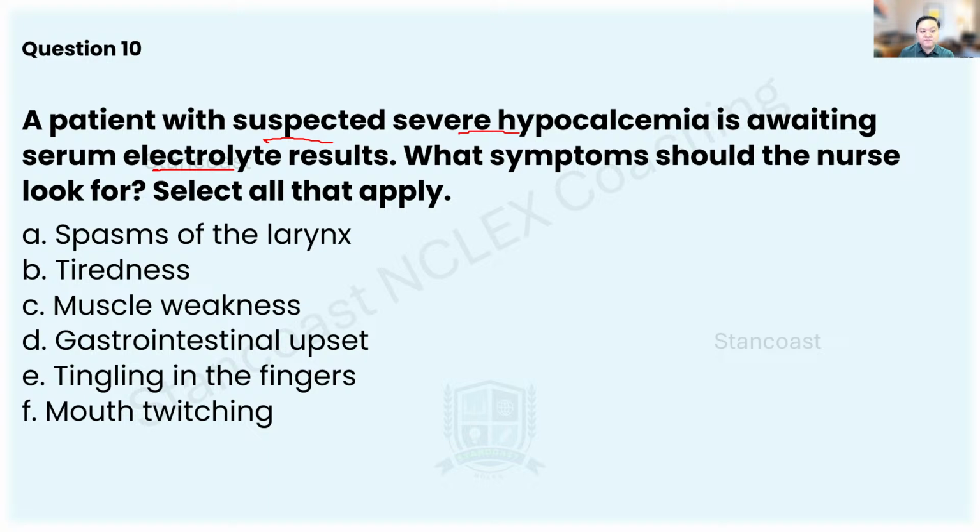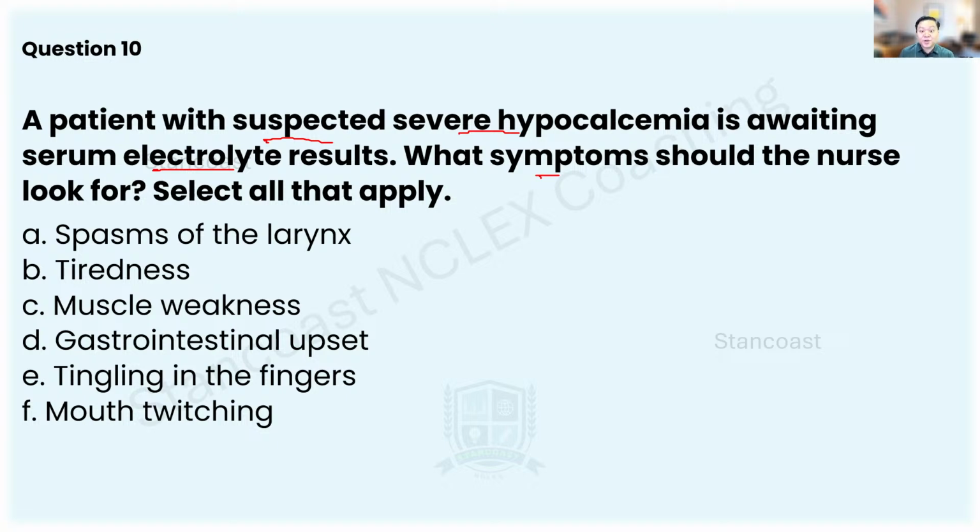You're looking for the manifestations of hypocalcemia. What would be those signs of hypocalcemia? You're suspecting that they have hypocalcemia. However, you don't have the lab results yet. But what are those symptoms that you should look for in this case? Will that be A, B, C, D, E, F?